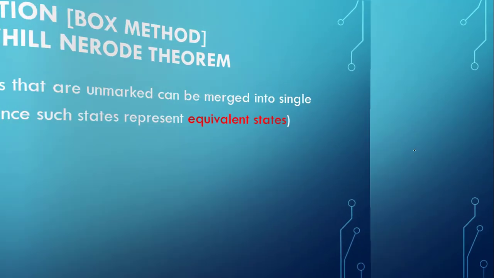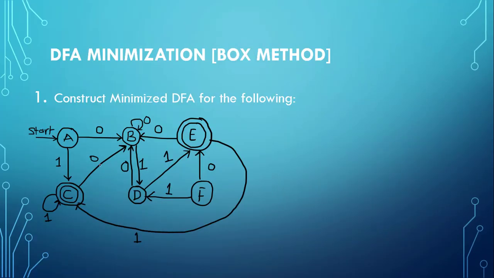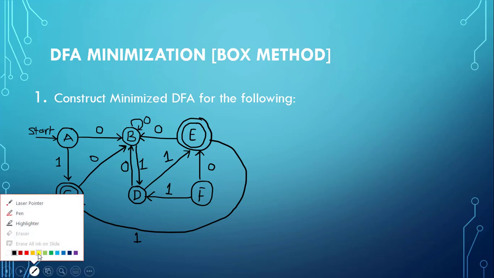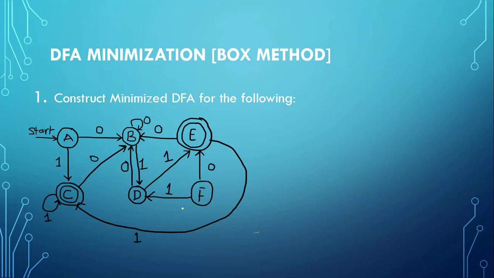Now let us see an example. So here we have the transition diagram with A, B, C, D, E and F. Now here we can see that one of the states is not reachable from A. So F is a state which is not reachable from A, that is our start state. We will remove F from our transition diagram.